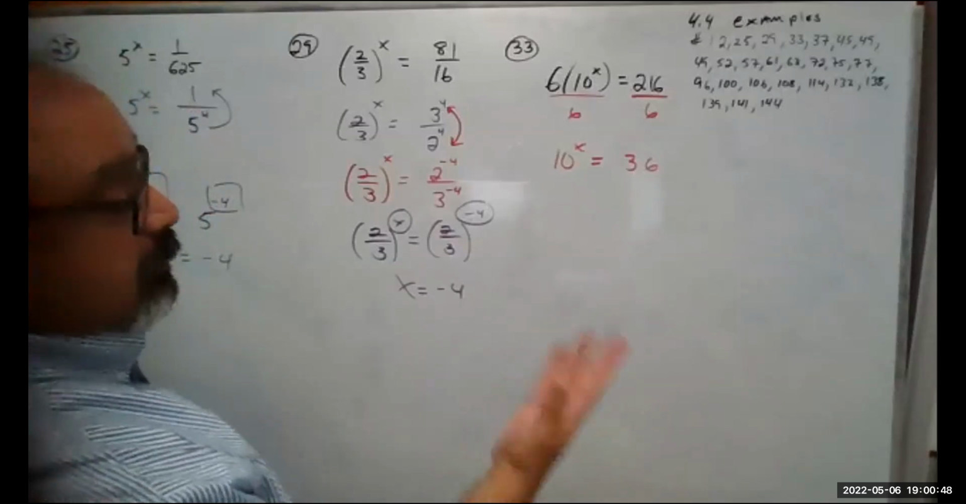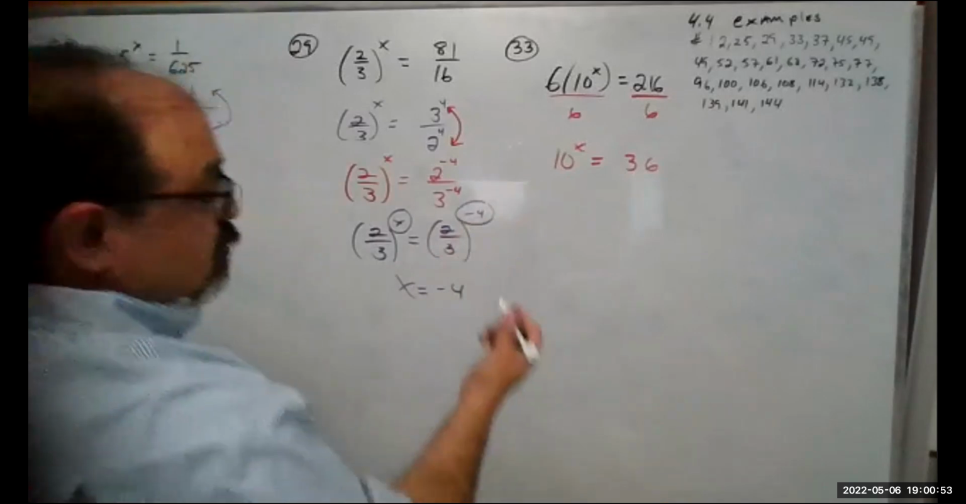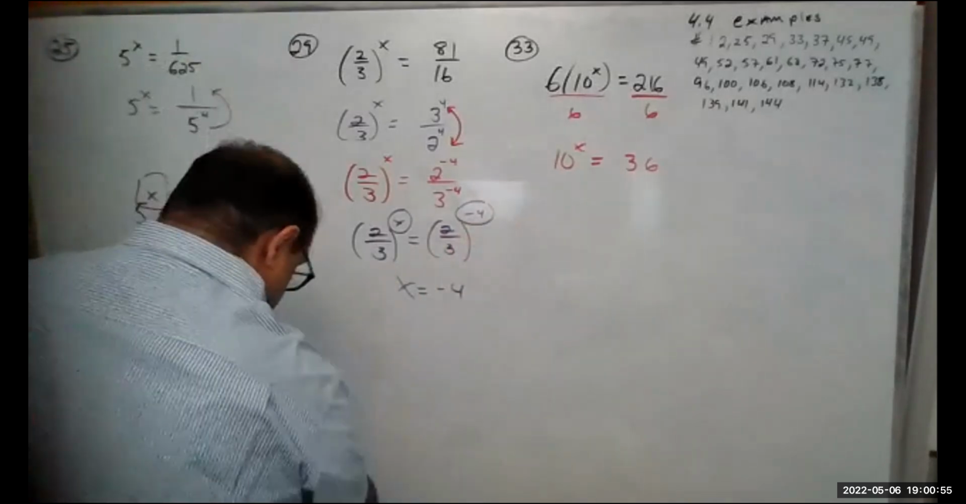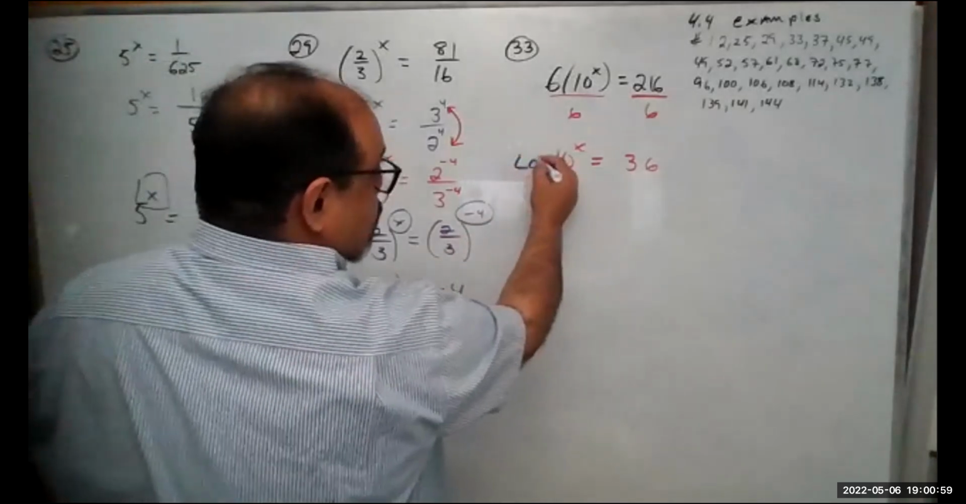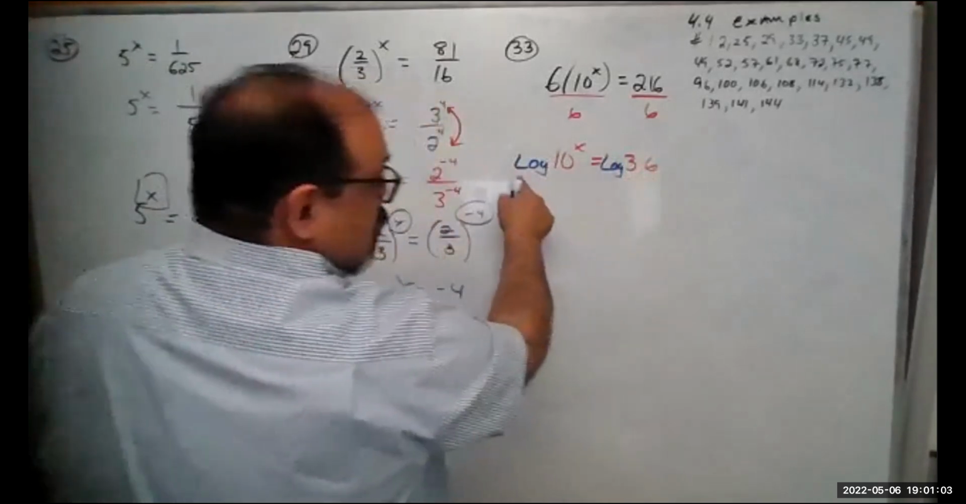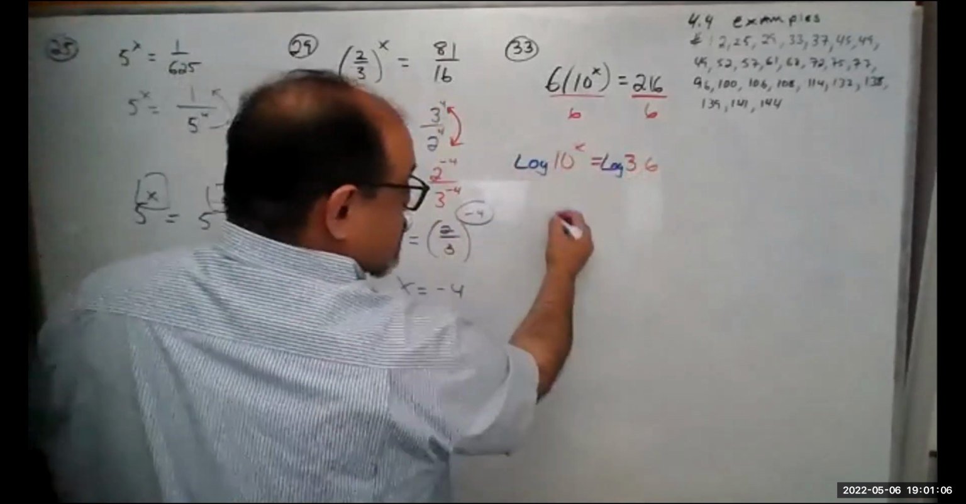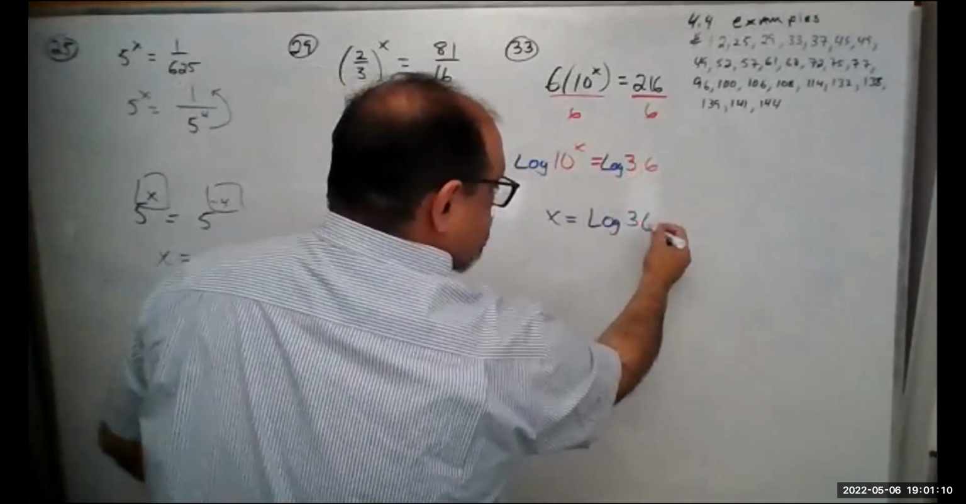How about we take log base 10 of both sides, since that's a base 10. So you would take the common log of both sides. When you take a common log, you don't have to write the base. Log base 10 of 10 to the x is just x, and x is equal to the log of 36.